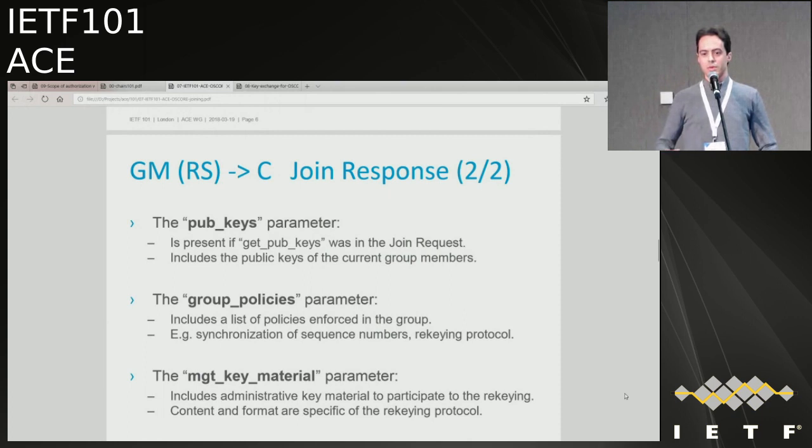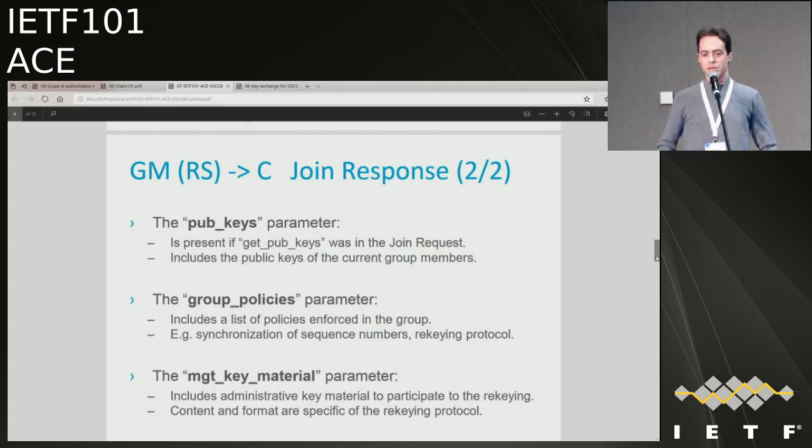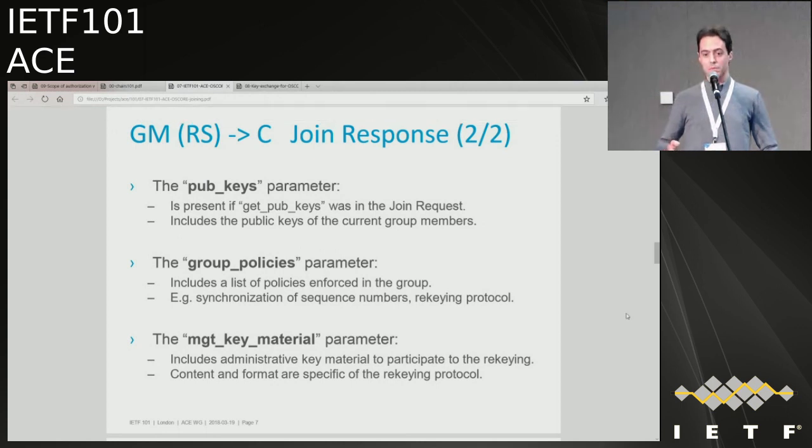Then the message continues with, if requested, the public keys of the group members and a list of group policies possibly applied in the group. Relevant ones, better documented, of course, in the core document, are the approach to synchronize sequence numbers of multicasters in the group, or the specific rekeying protocol used to revoke and redistribute keys in the group, and related to that particular policy, the specific management key material needed to run and participate in the group rekeying protocol. And that specific content and format, of course, is related to the specific protocol used to rekey the group.